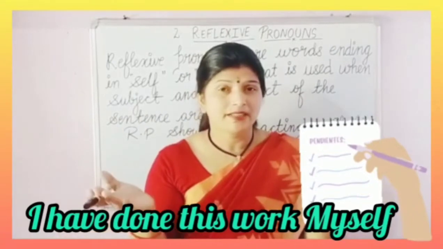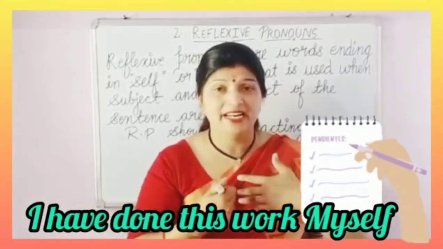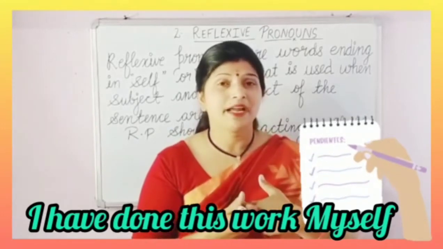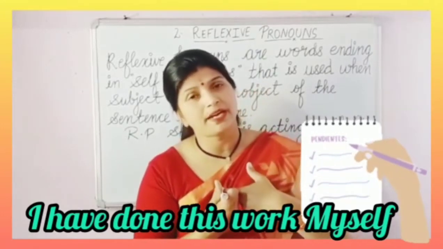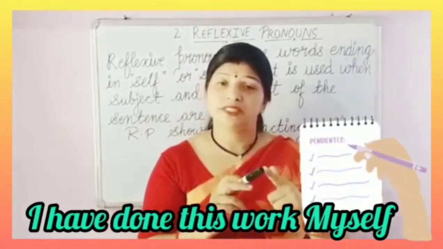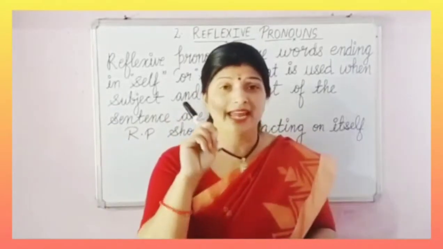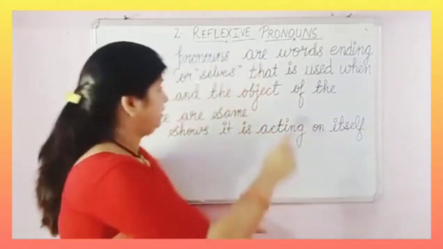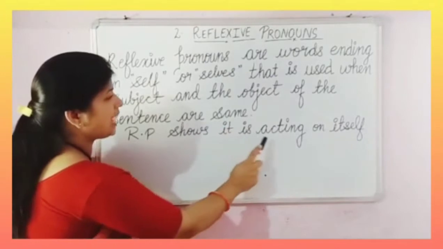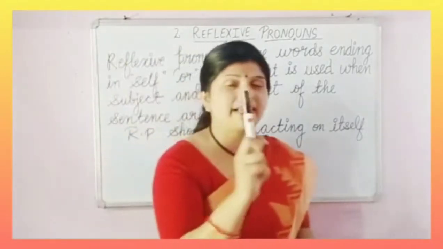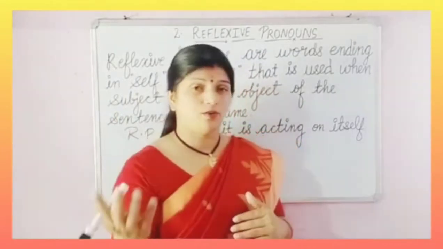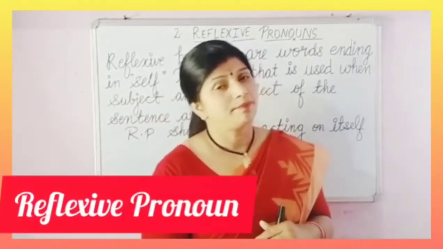Now here what are we seeing? Myself and I denote me, not you. I am saying for myself, and myself I am also saying for myself. So here both subject and object are only one person, and both subject and object are the same and it is acting on itself. So that type of sentence is known as a reflexive pronoun.